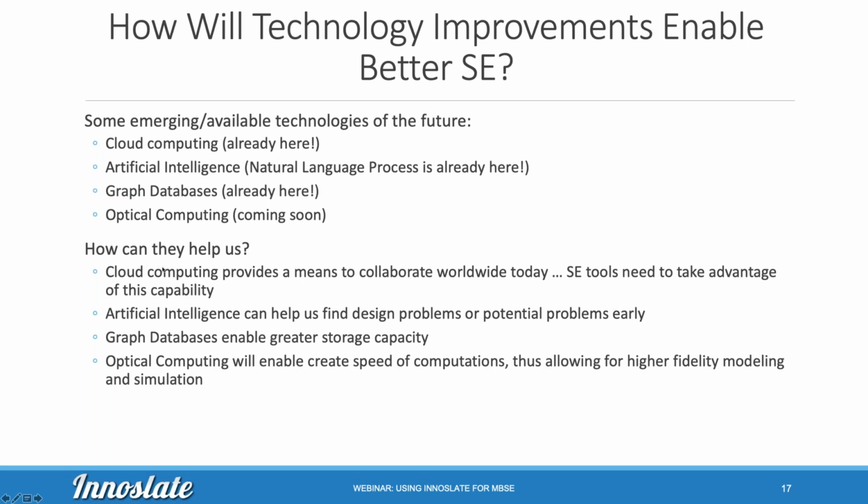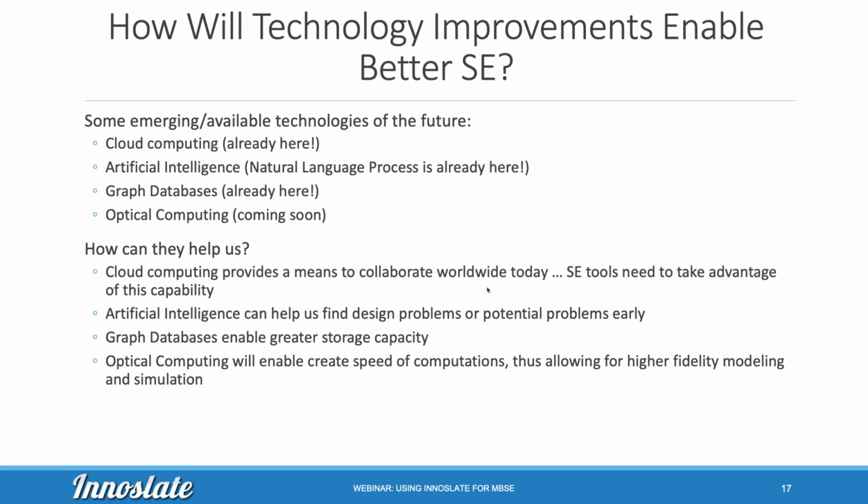So how can they help us? Cloud computing provides a means to collaborate worldwide today. You can work together as a team, and the systems engineering tools just need to take advantage of that capability. It's already here, it's already available, it's already in very secure locations, and it is available on classified systems even for the Department of Defense and other departments. Artificial intelligence, of course, can help us define design problems and potential problems early. Again, it can be an aid to us as analysts and users of it.